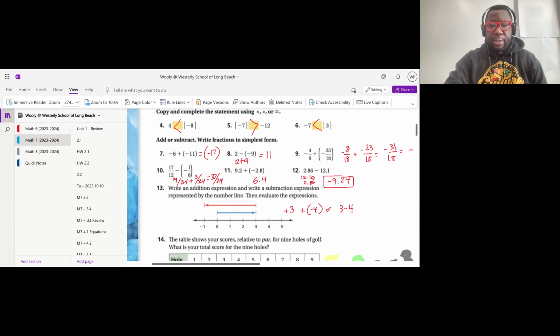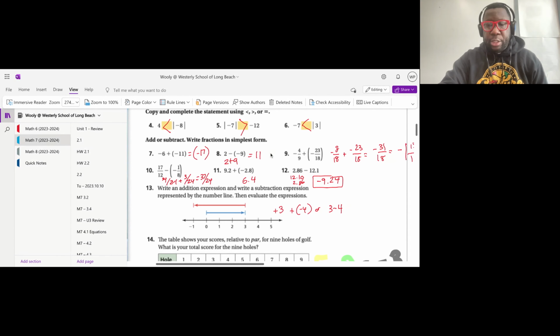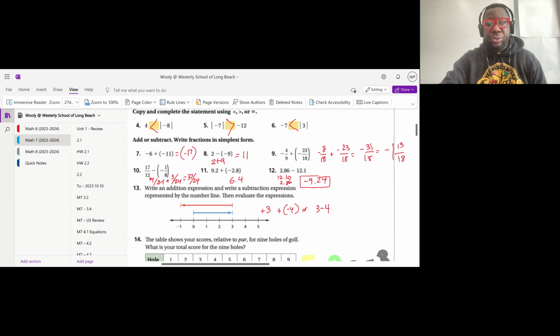For questions 7 and 8, it's all about adding whole numbers, integers. Question number 7 is equal to -17, and question number 8, rewrite it as an addition problem, so 2 plus the opposite of -9, which is +9, which would be 11. Number 9 is finding the common denominator to be able to add these two values together, which would be -8/18 plus -23/18, which gives us -31/18. Convert that to a mixed number, which is -1 and 13/18.